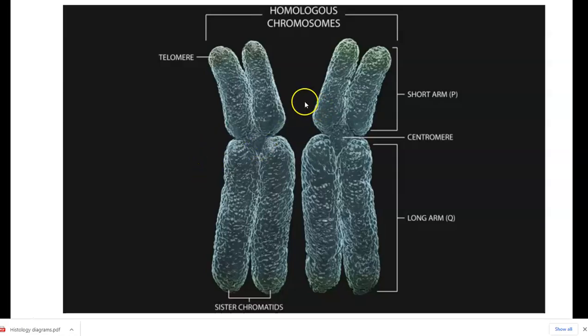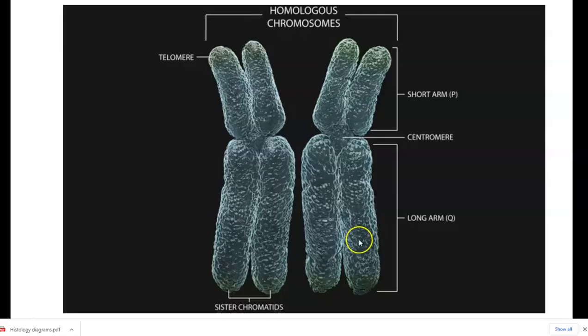So here are two homologous chromosomes. Basically, when you inherit your genes from your parents, you get a chromosome from your mom and you get a chromosome from your dad. And so that gives you two genes for a specific trait. So for example, eye color. I got a gene from my dad, I got a gene from my mom. My dad has brown eyes, my mom has green eyes. I received a gene from both of my parents.